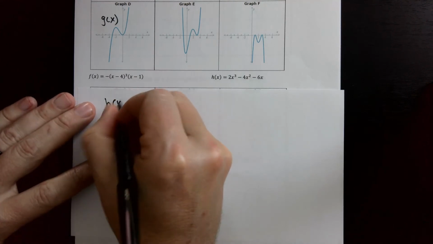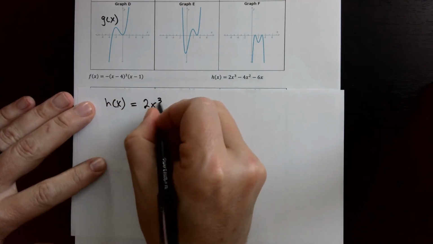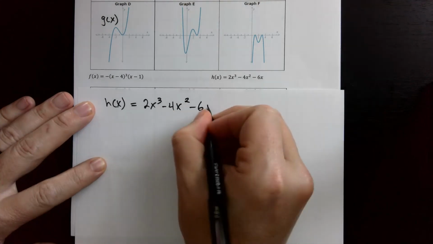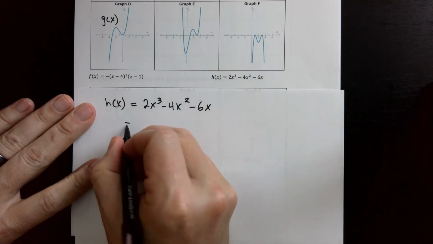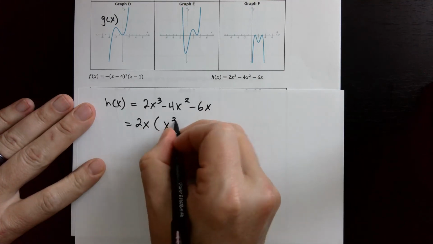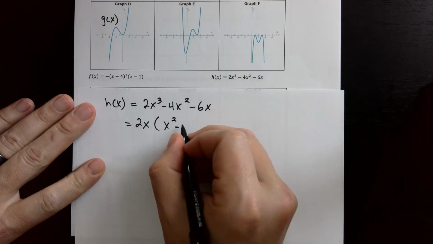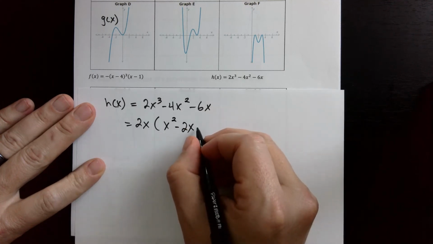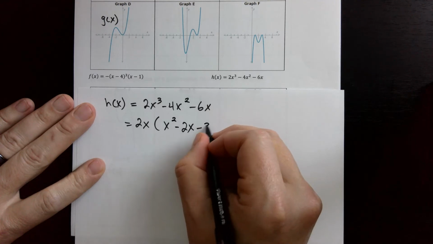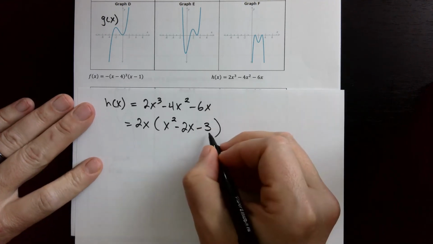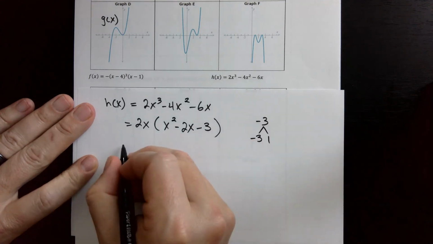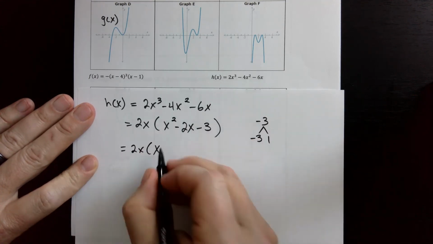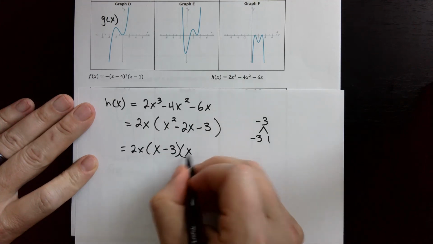Okay, now let's do h of x. h of x is equal to 2x cubed minus 4x squared minus 6x. First let's factor out a 2x out of this. So that becomes x squared minus 2x minus 3. And this can be factored. Two numbers that multiply to get -3 but add to get -2. That's -3 and 1. So this factors into 2x times x minus 3 times x plus 1.